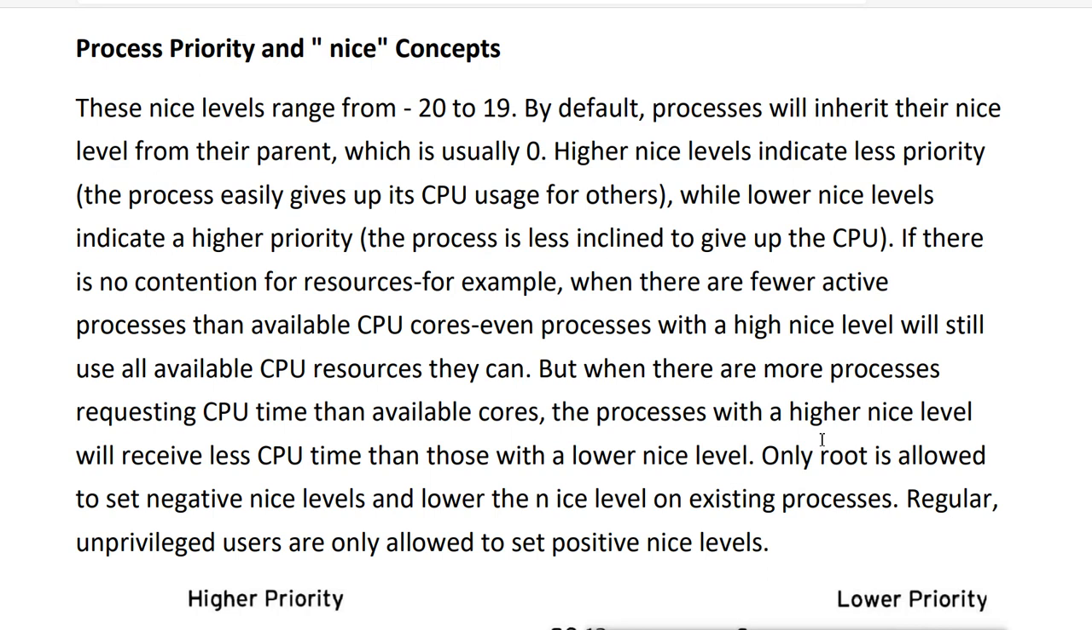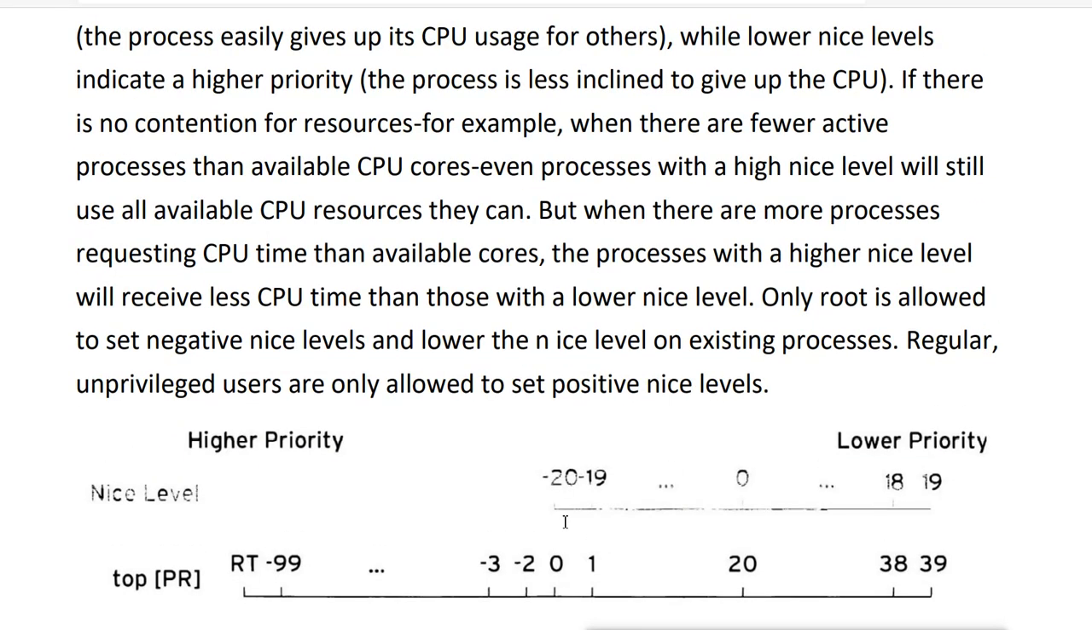Very simple. Only root can set the minus NICE level, but normal users can set their level on the plus side. That means 0 to 19 they can set, but they cannot go to -1, -2, -3. So for the highest priority, the NICE value will be -20. 0 is the default one in the middle, and the lowest priority is plus 19.